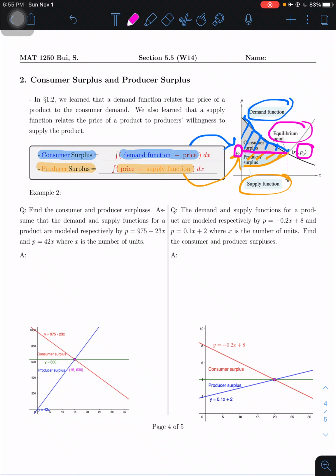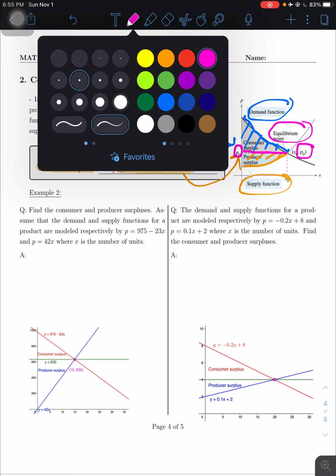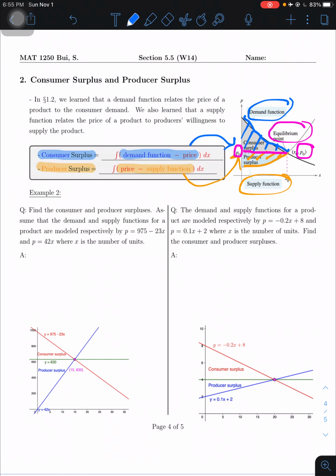Okay, so for my example, I have: find the consumer and producer surpluses, assuming that the demand and supply functions for a product are modeled respectively by this function and that function, where x is a number of units, right? So let's color code it a little bit in here. Blue for demand function. Demand function is the first one, so it should be the first function like this. And then orange for the supply function. Second function, so it should be this function right here, right?